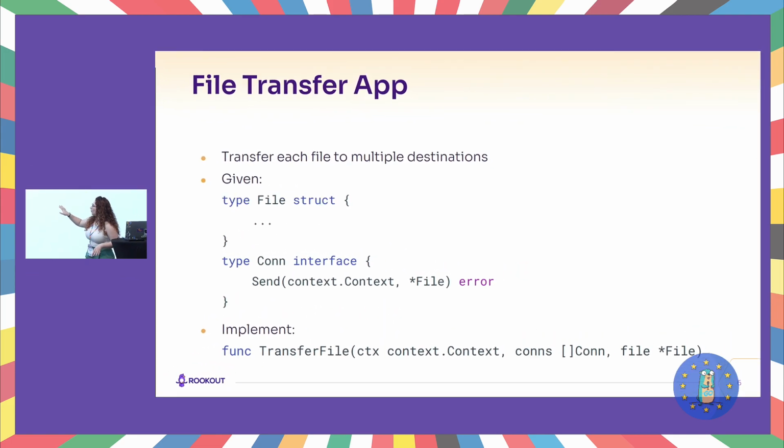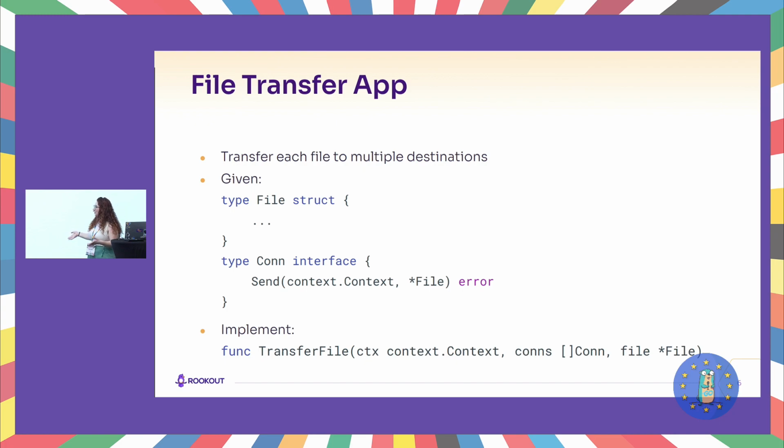We're going to want to transfer each file we get to multiple destinations. Now we have a file struct and we have a con interface. The con is going to be our destination. We're going to use it to send the file to our destination. So it'll have the send method, which accepts a context and the file to send, and it'll return an error if, for some reason, it fails to send the file.